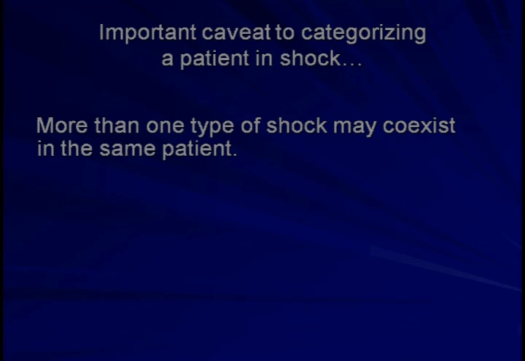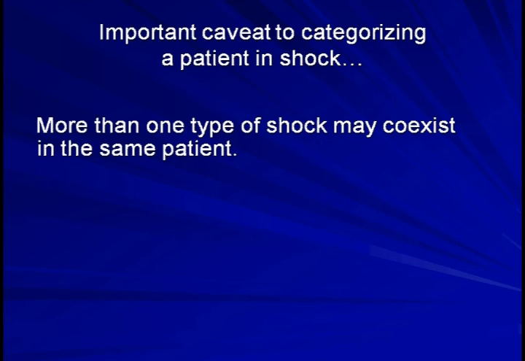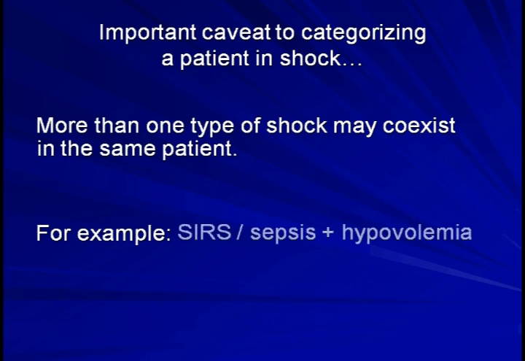One important caveat to categorizing a patient in shock is that more than one type of shock may coexist in the same patient. There are 2 scenarios in which this is most commonly seen. First, as previously mentioned, most patients with septic shock have some degree of concurrent hypovolemia. This is the consequence of poor PO intake while in the earlier stages of their illness, as well as due to leaky capillary membranes and third spacing.